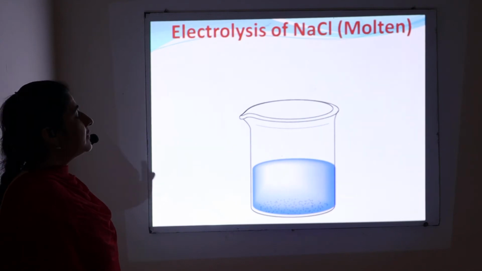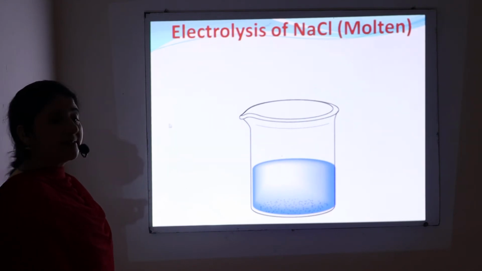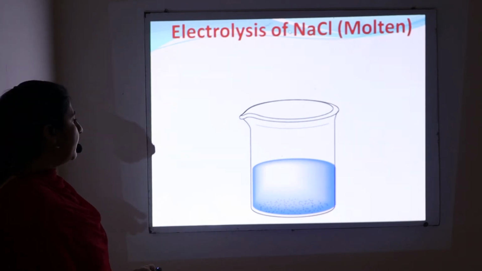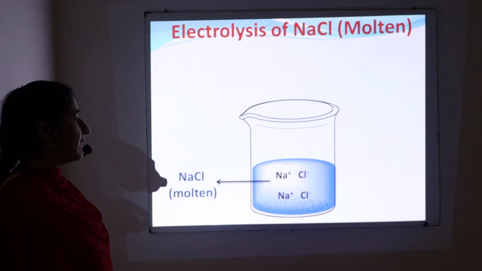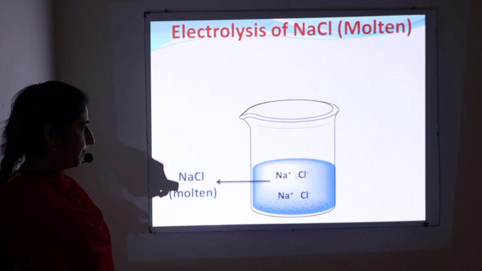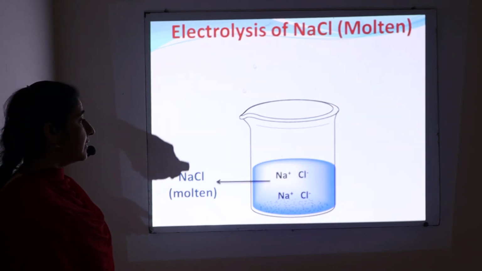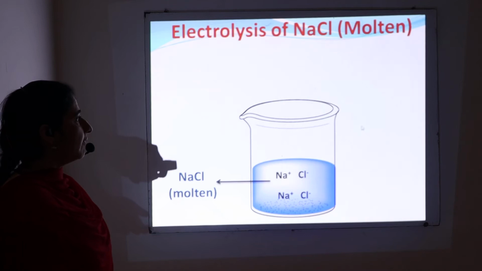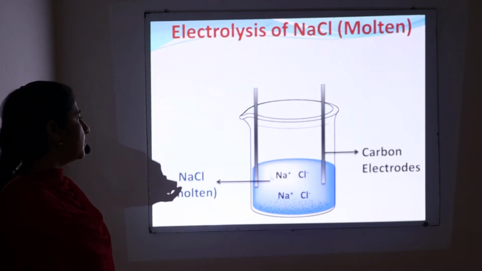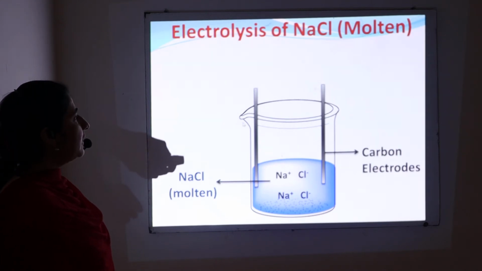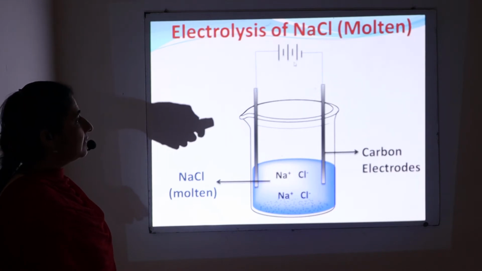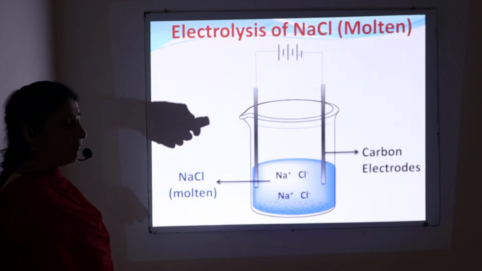The electrolysis of molten sodium chloride takes place in an electrolytic cell. We have an electrolytic tank containing molten sodium chloride, which means it contains two types of ions, sodium ions and chloride ions. To pass electricity through this molten sodium chloride, we have two carbon electrodes dipped into it. One electrode is connected to the positive terminal of the battery and the other electrode is connected to the negative terminal of the battery.